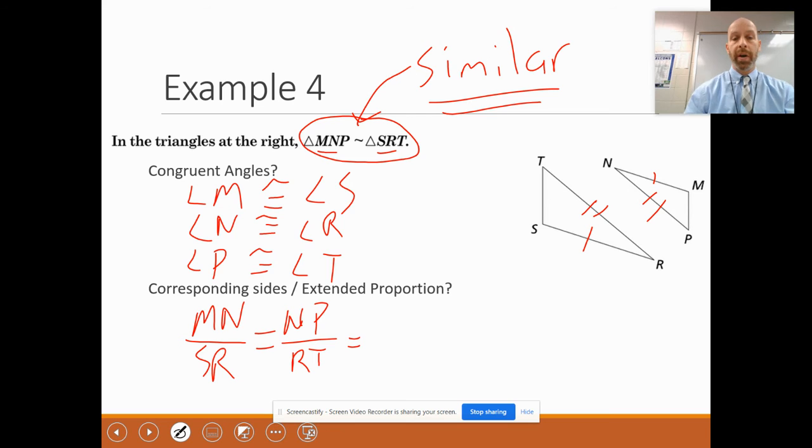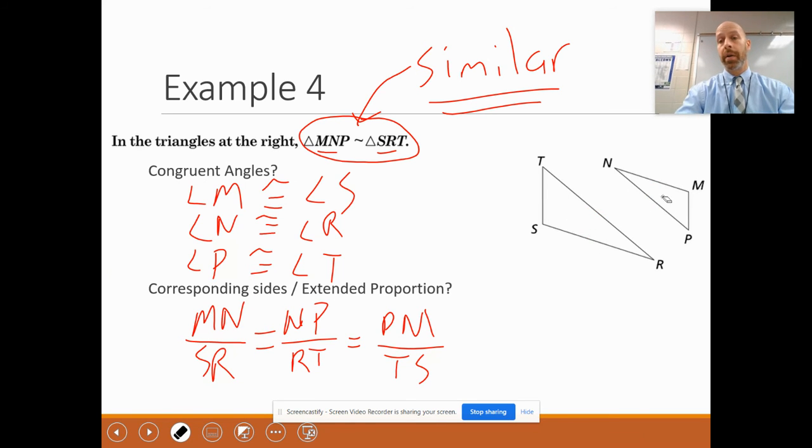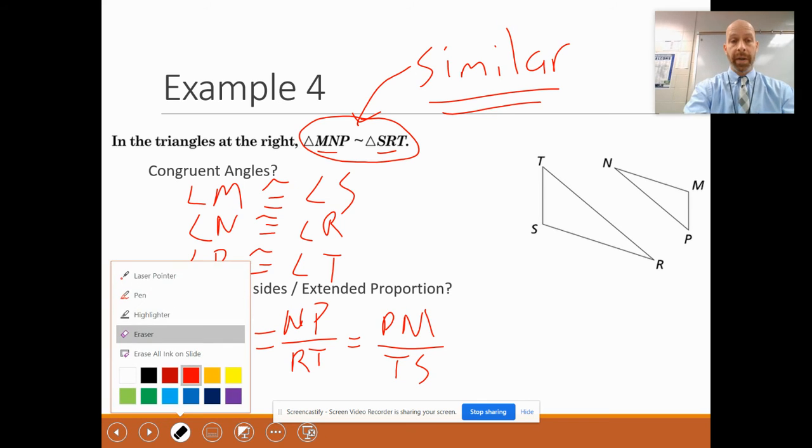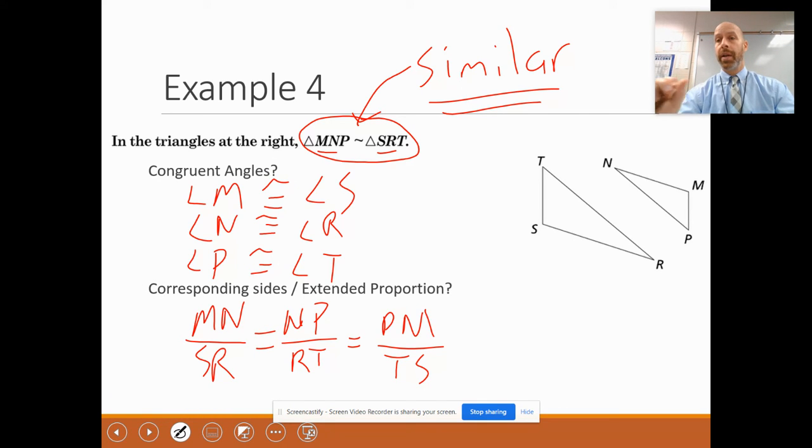And then, of course, you're going to have the last one, which is going to be PM proportional to TS. And so that's that remaining. And you know what? I am not doing a very good job here, guys. I'm so sorry. These are not congruent. They could be congruent, but they're not in this example. So the key here is notice that here we have congruence, here we have proportional.